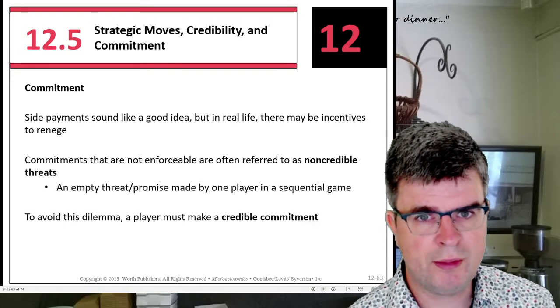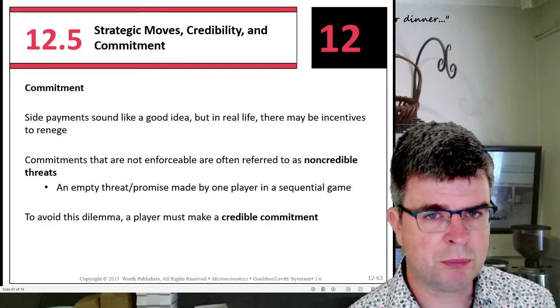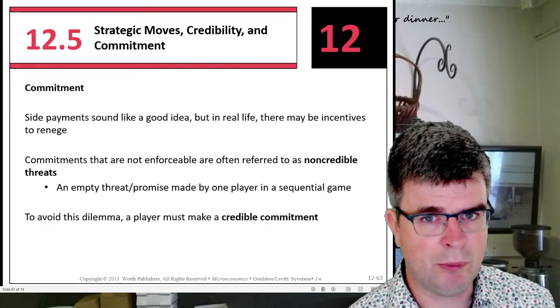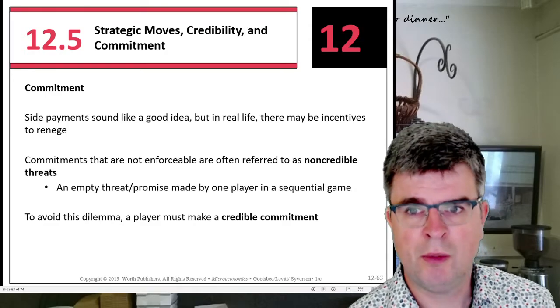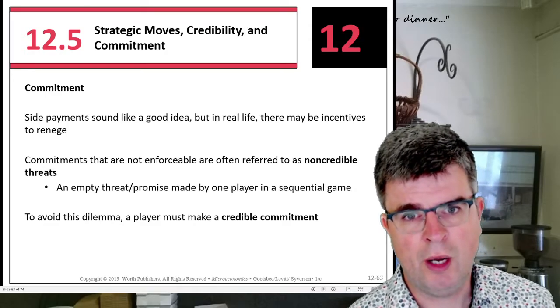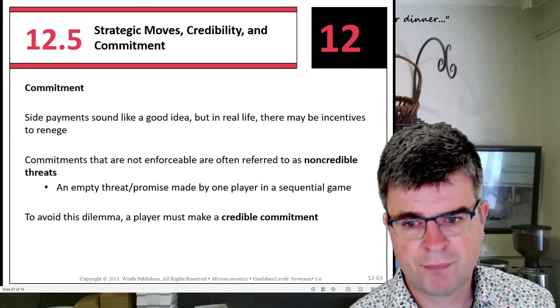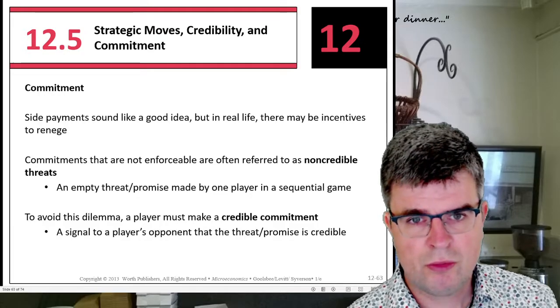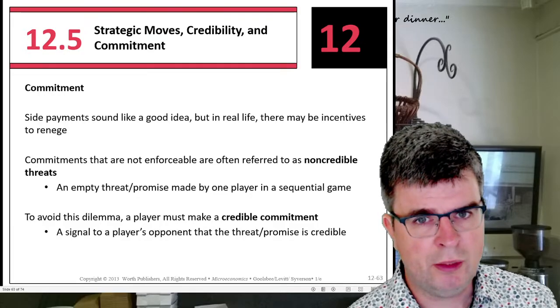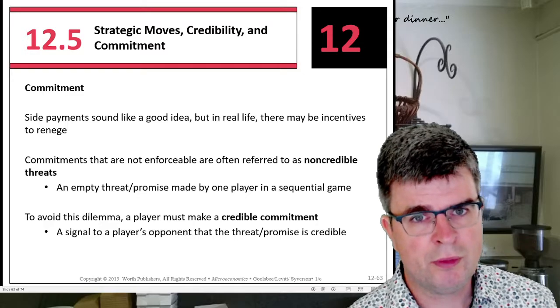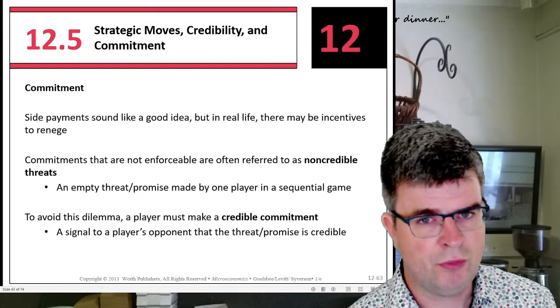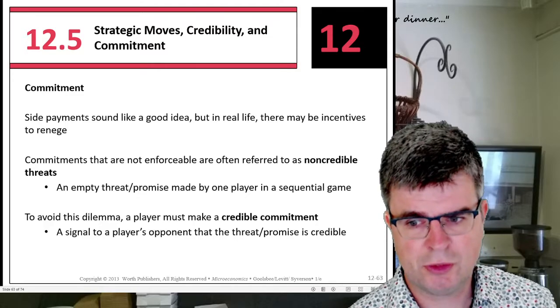So to avoid that dilemma, the players must make a commitment that is credible, that the other player knows will be fulfilled when push comes to shove. So how can a player make a commitment or a signal to the opponent that the commitment, the threat, or the promise is credible?